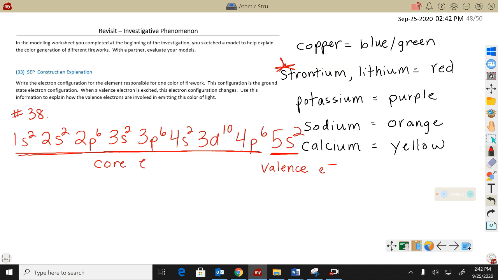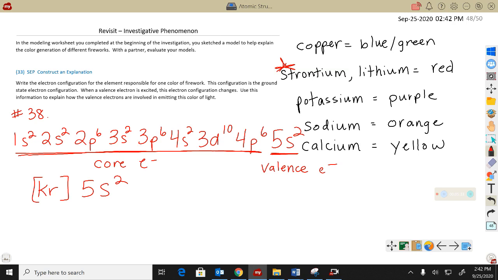I could go to the previous noble gas, which would be krypton. I can put krypton in brackets, and then all I have to write is what comes after: 5s2. I'm digging that, right? Totally acceptable. It saves you 36 electrons. Krypton is 36 electrons.